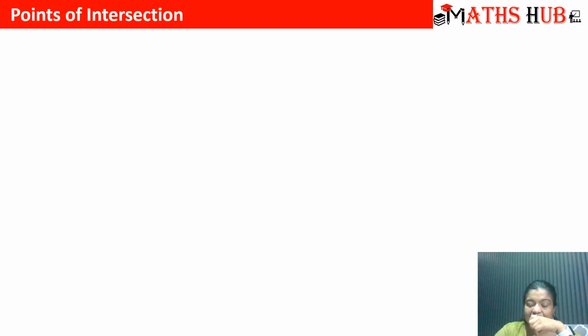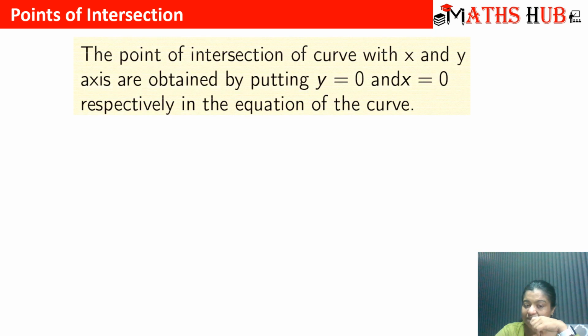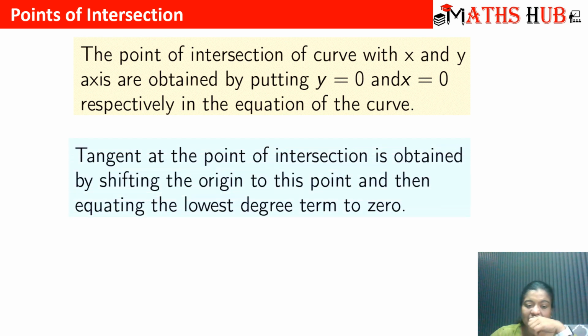So next is how to calculate the points of intersection. Now we can solve for x and y by simply putting x equal to 0 and y equal to 0 in the equation, and we can get the points of intersection, right? And similarly, at any point of intersection, we can also calculate the tangent by shifting the origin to that particular point and then equating the lowest degree term equal to 0.